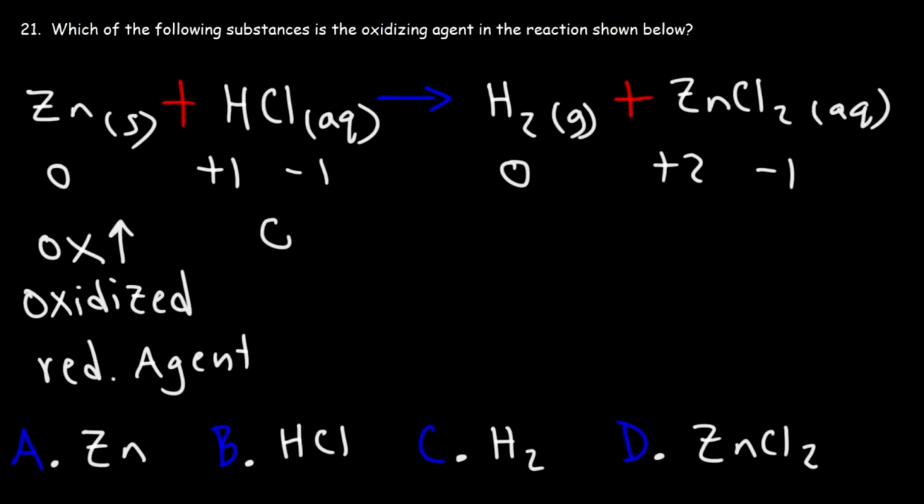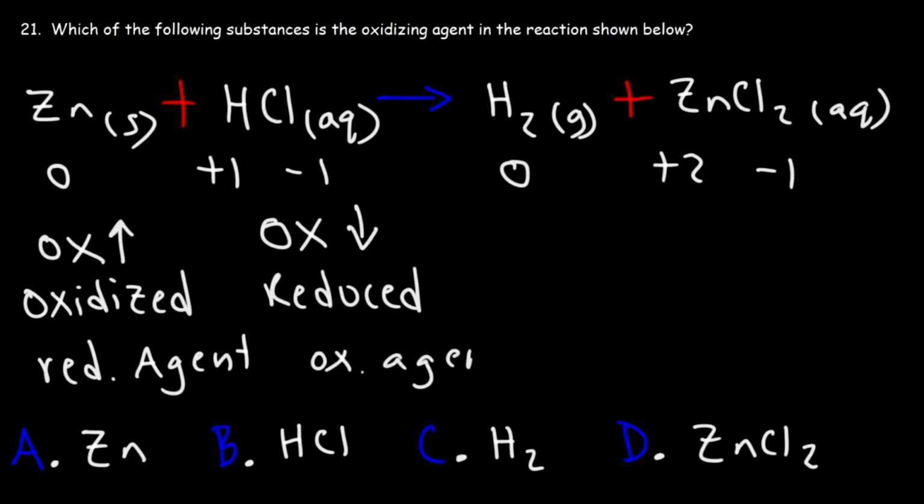So I'm going to rewrite this like this. The oxidation number of hydrogen decreased. Whenever the oxidation number goes down, we could say that the substance is reduced, which means that it's the oxidizing agent. It's the oxidizing agent because it causes the other substance, zinc, to be oxidized. So whenever the oxidation state goes up, the substance is oxidized, and therefore it's the reducing agent, and that substance loses electrons. Now, whenever the oxidation state goes down, the substance is reduced. It's called the oxidizing agent, and that substance gains electrons.